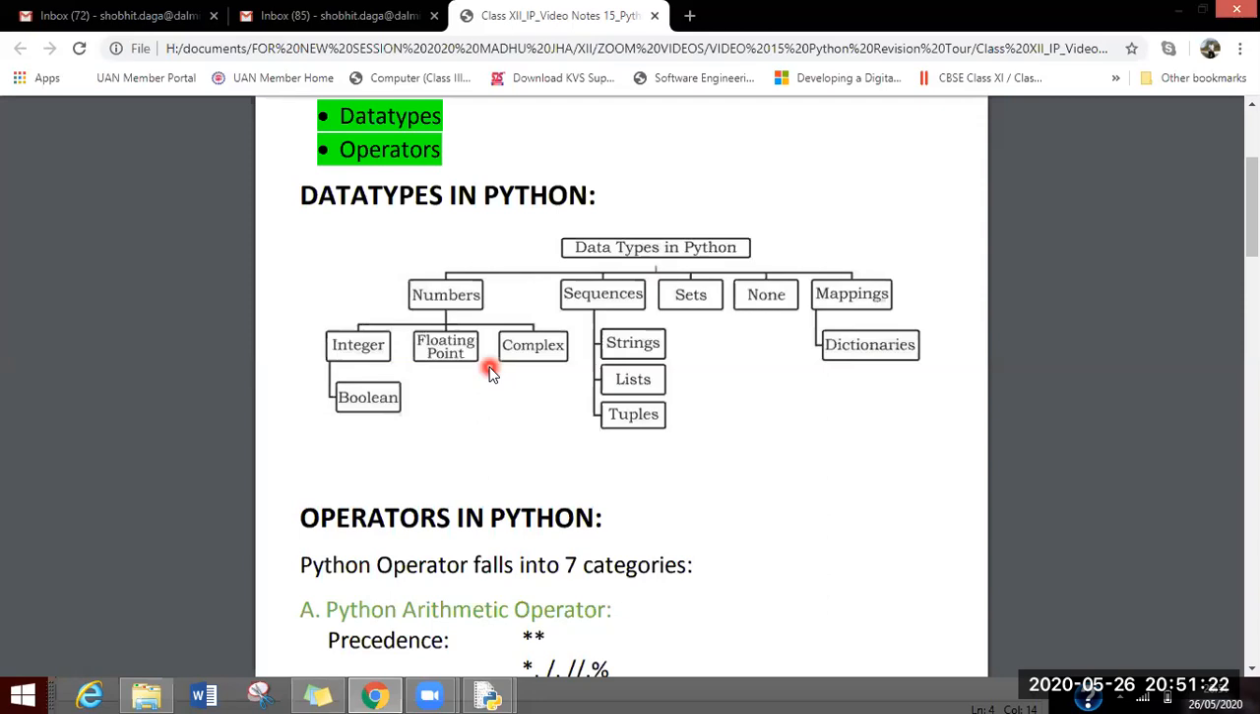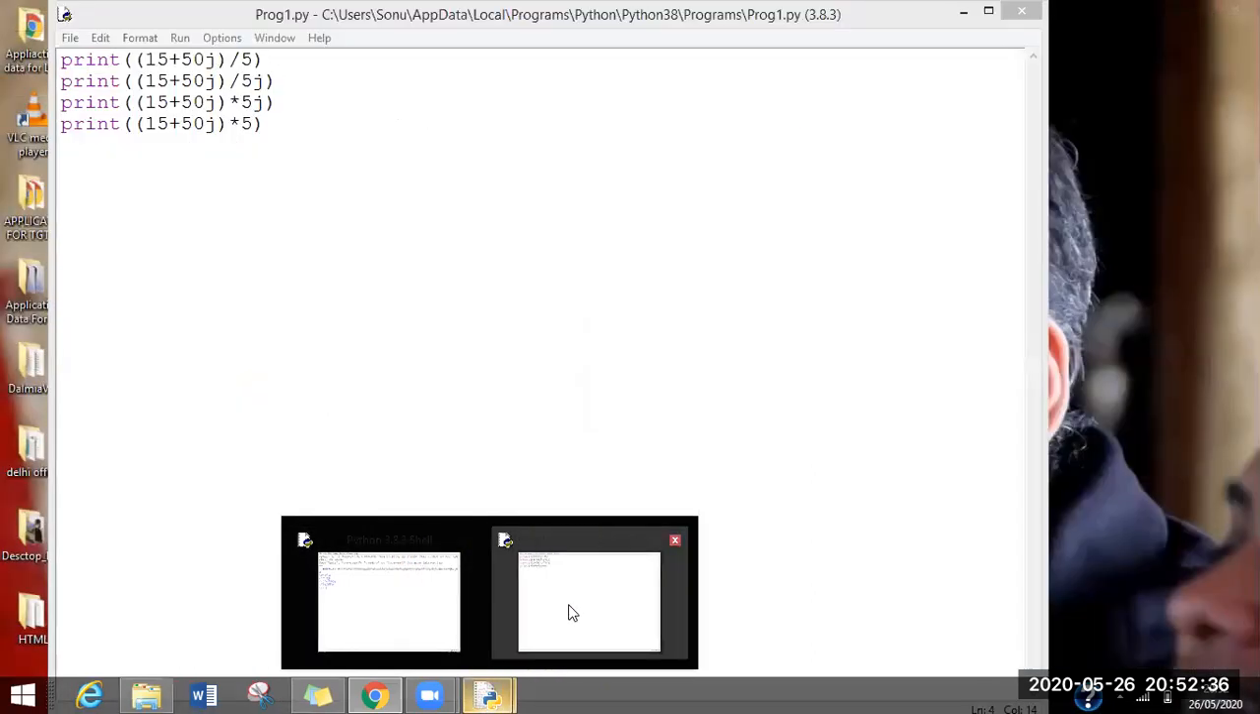Then we have sequences. Sequences will have strings, lists, and tuples. Sequences are generally defined as ordered values. Why are we saying that this is ordered? Because everything that is kept over here is kept in an ordered manner in terms of sequences. So what do we mean when we say in an ordered manner? Let us just take an example.